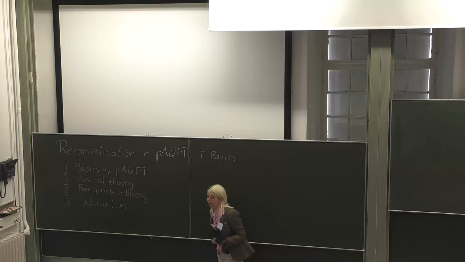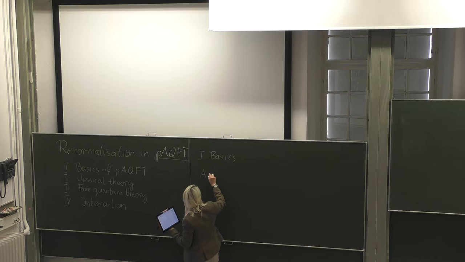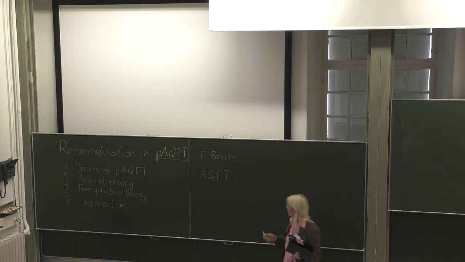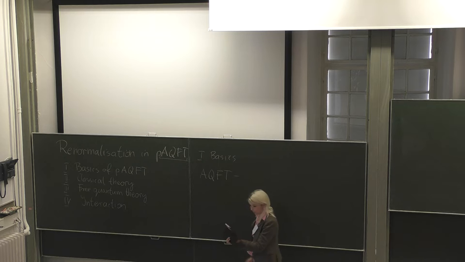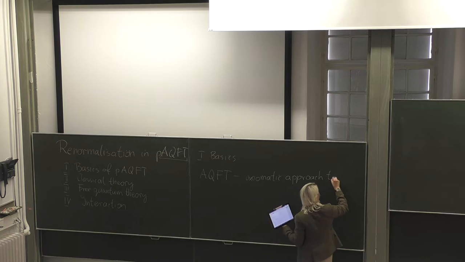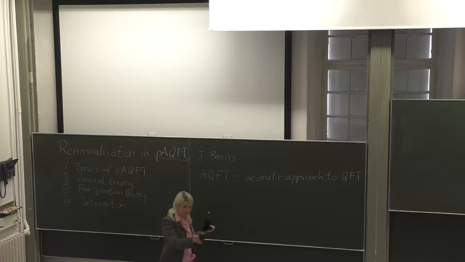So let me tell you, first of all, what's algebraic quantum field theory. So AQFT, that's algebraic quantum field theory. That's an axiomatic approach to quantum field theory. There are many interesting mathematical structures in quantum field theory, and many approaches in mathematics and physics to describe it. So this is one of those. And this being axiomatic, it means that we postulate a bunch of properties that the model should fulfill, and then we see if we can construct models that fulfill them.